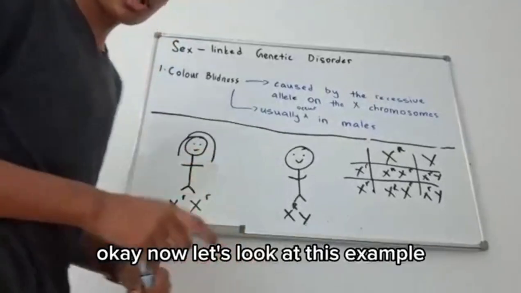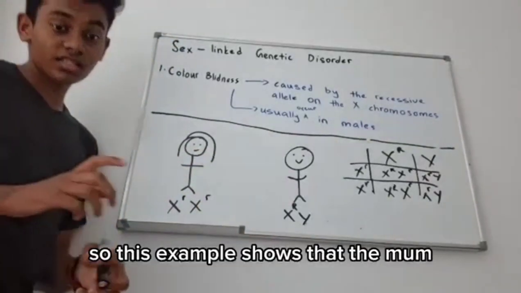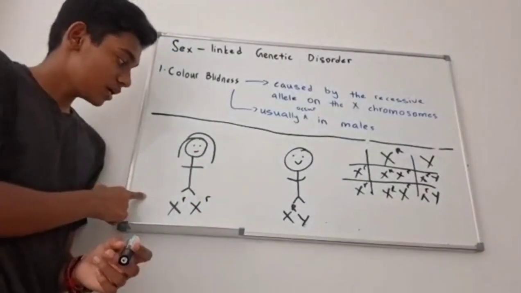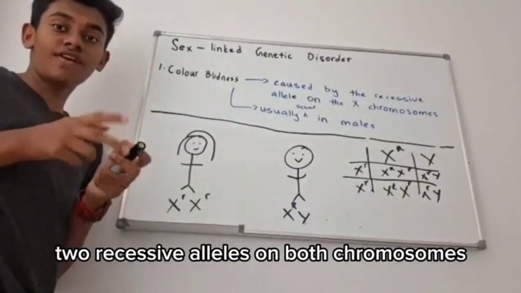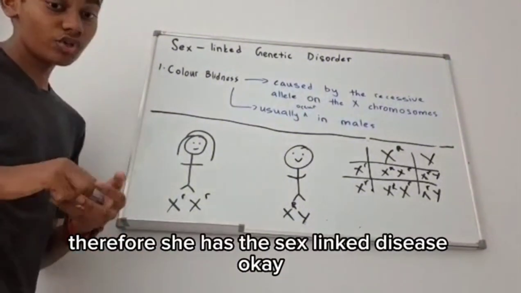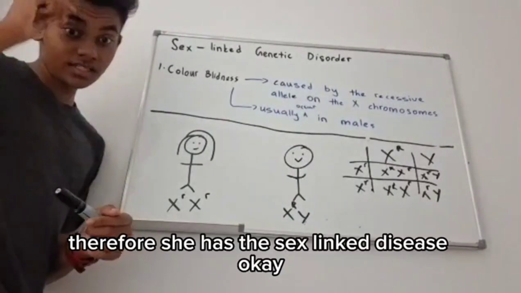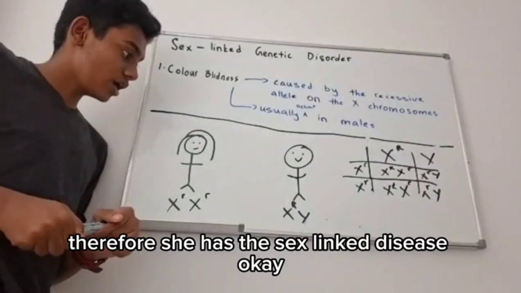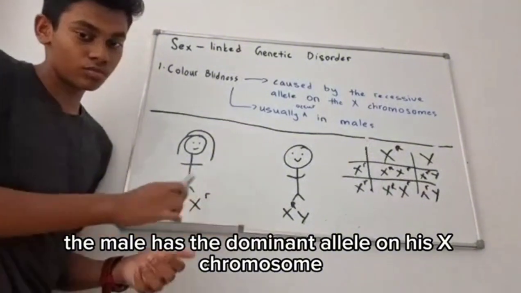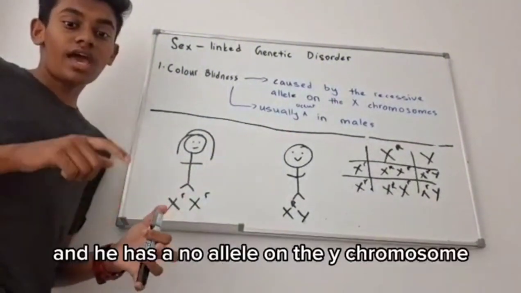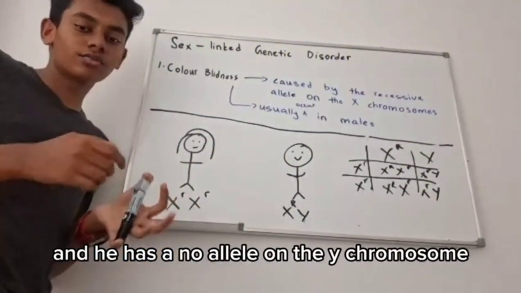Okay, now let's look at this example. So this example shows that the mom, the female, has two recessive alleles on both her chromosomes. Therefore, she has the sex-linked disease. Okay, and now let's look at the male. The male has the dominant allele on his X chromosome. Therefore, he is healthy and he has no allele on the Y chromosome, of course.